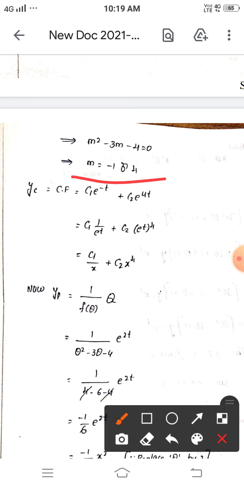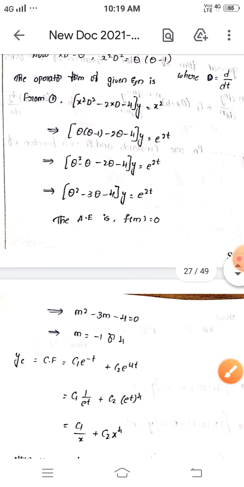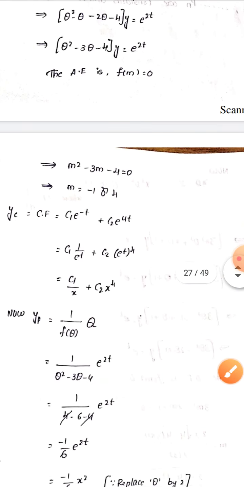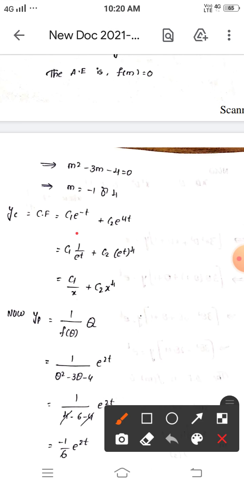They are real and different roots. We have to write the complementary function for the obtained roots as c1 e power minus t plus c2 e power 4t. Here theta is a differential operator with respect to t. That is why in the complementary function we write t in place of x. So e power minus t can be expressed as 1 by e power t. E power 4t can be expressed as e power t whole power 4.